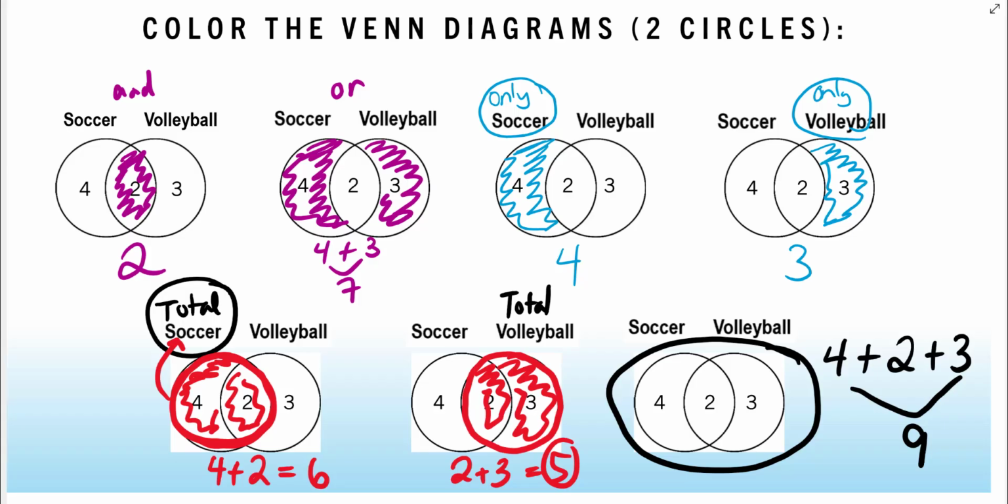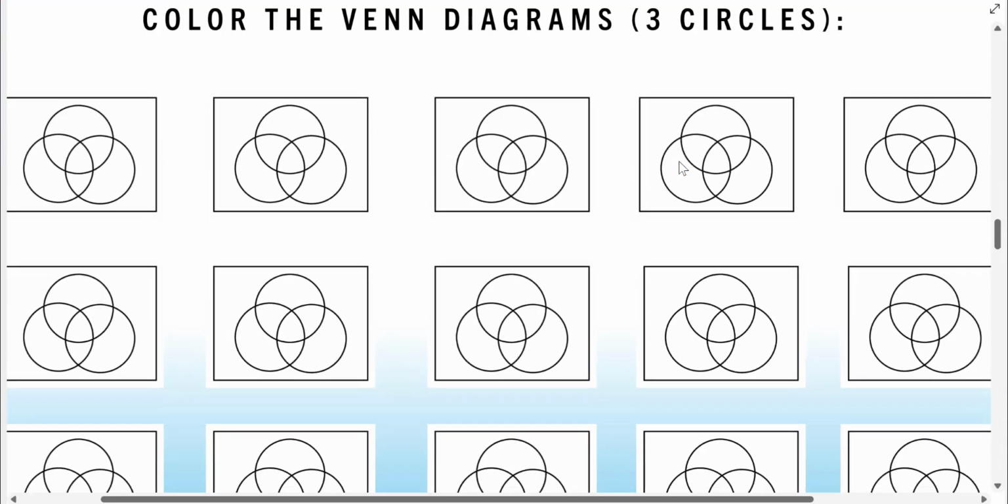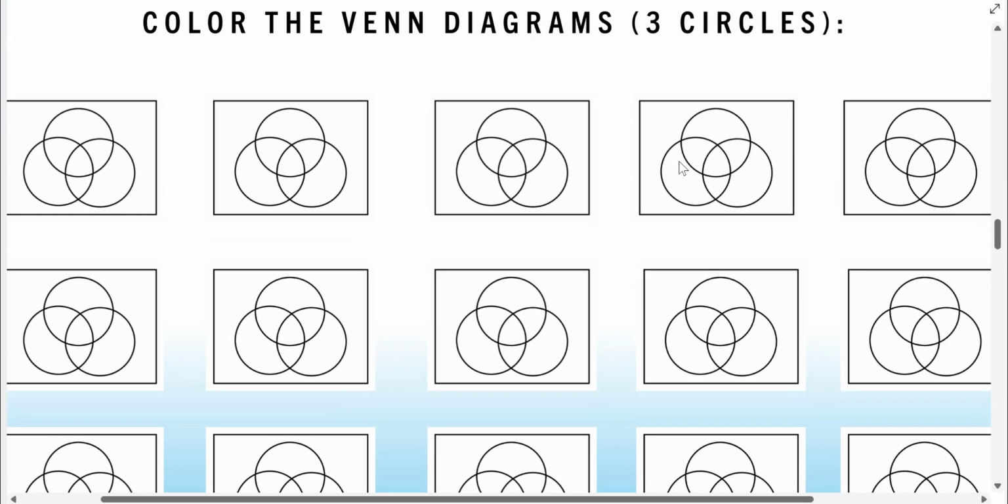Si la pregunta es cuántos estudiantes practican deportes, necesitamos sumar todos los números. So en este caso es 4 más 2 más 3. So en total 9 estudiantes practican deportes de soccer y volleyball. Alright, we're going to go to the next one.